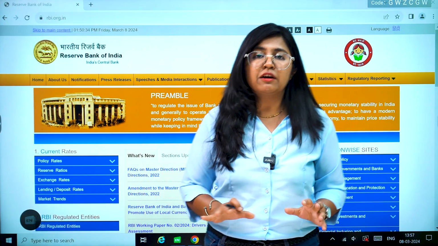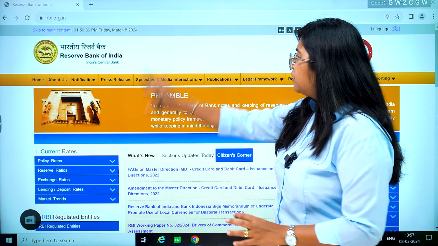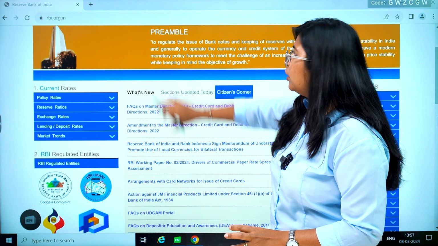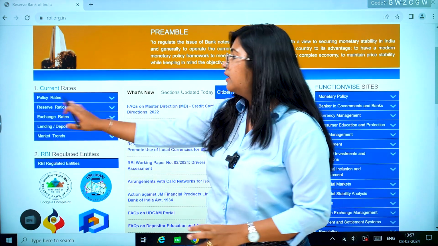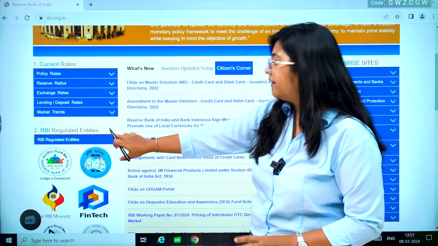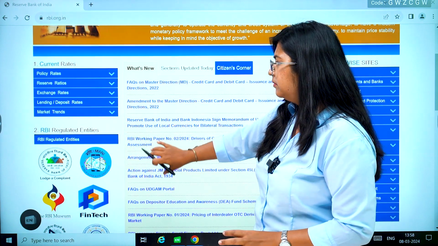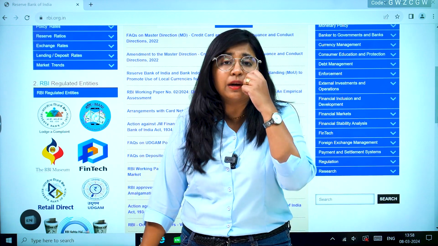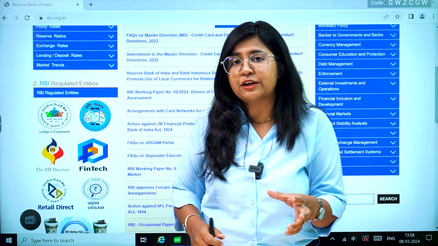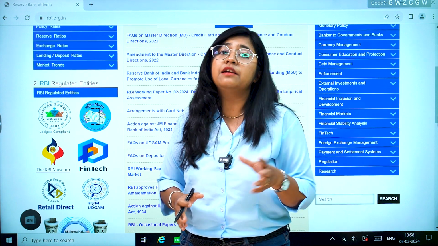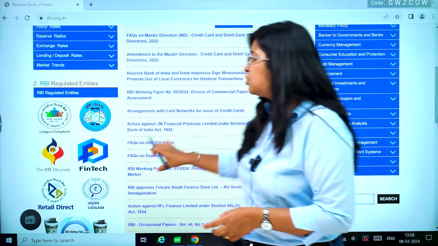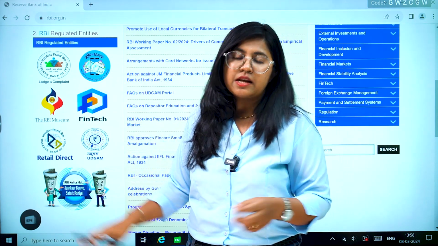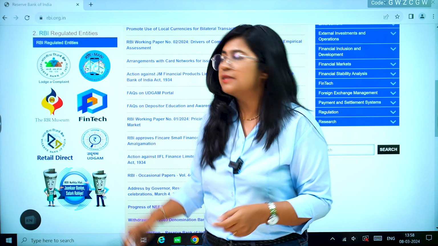This is the Reserve Bank of India website, wherein different things have been portrayed. Here, the home page firstly has current rates and the RBI regulated entities. You need to be aware about the different entities that are regulated by RBI, because this kind of questions can appear in your final interview as well. So you need to be aware about what all are the financial institutions that actually RBI regulates.